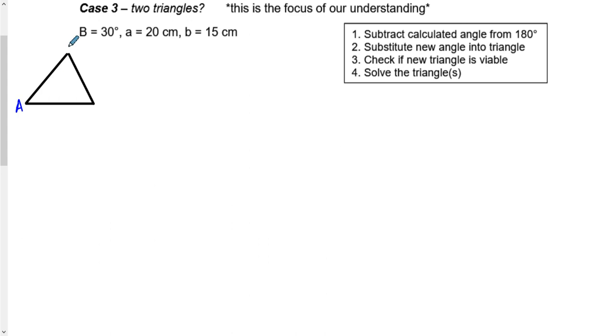See, A, B, and C. B is 30 degrees. Side A is 20 centimeters. Side B is 15 centimeters. So meaning I'm going to set up my sine law. Sine 30 over 15 would equal the sine of A over 20. So I do my cross multiplication. I'll color code this one.